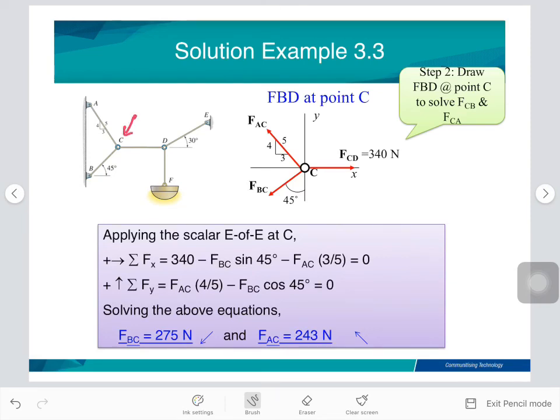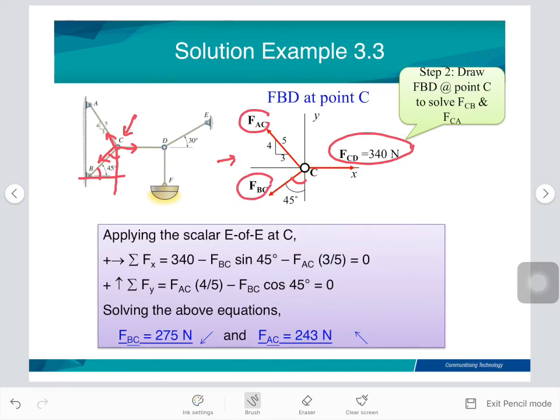Okay, next we want to move to this point C. At this point C, we need to sketch the free body diagram. First, we need to use this information of the data. So here, if you do like this, this one is also 45 degree. So first, this FCD, we need to get this one. FCD has been calculated here, FCD is 340. So now we want to get what is the FBC and what is the FAC here.